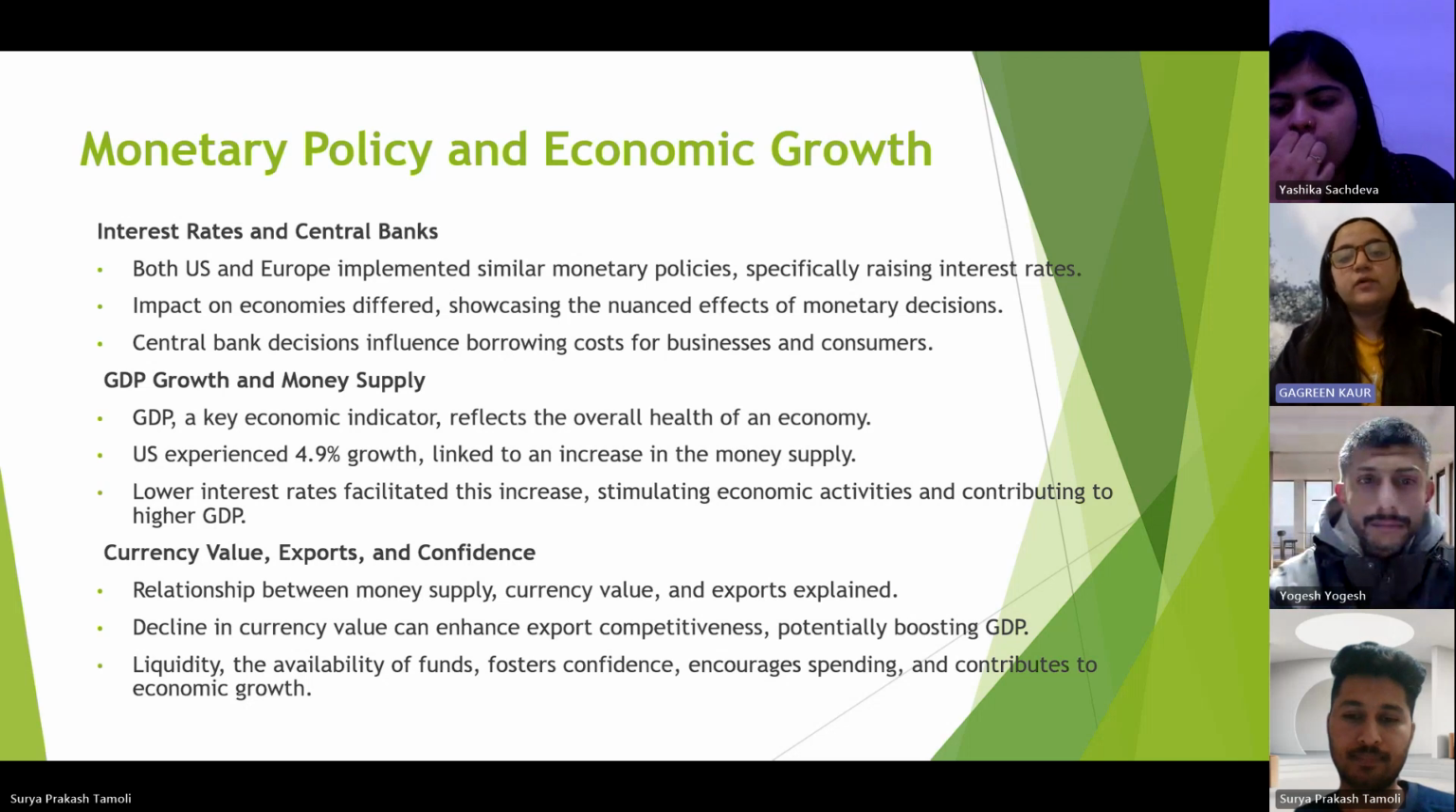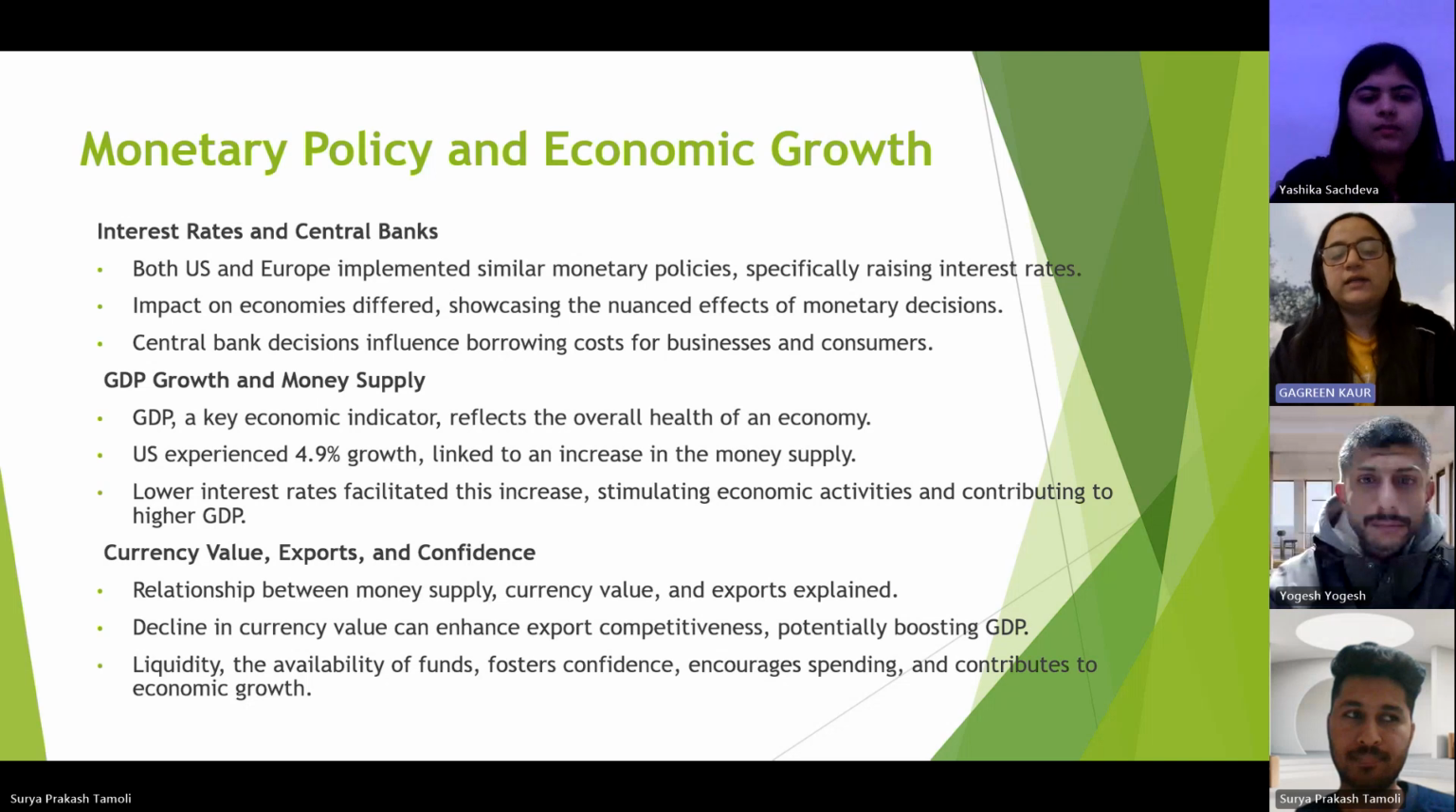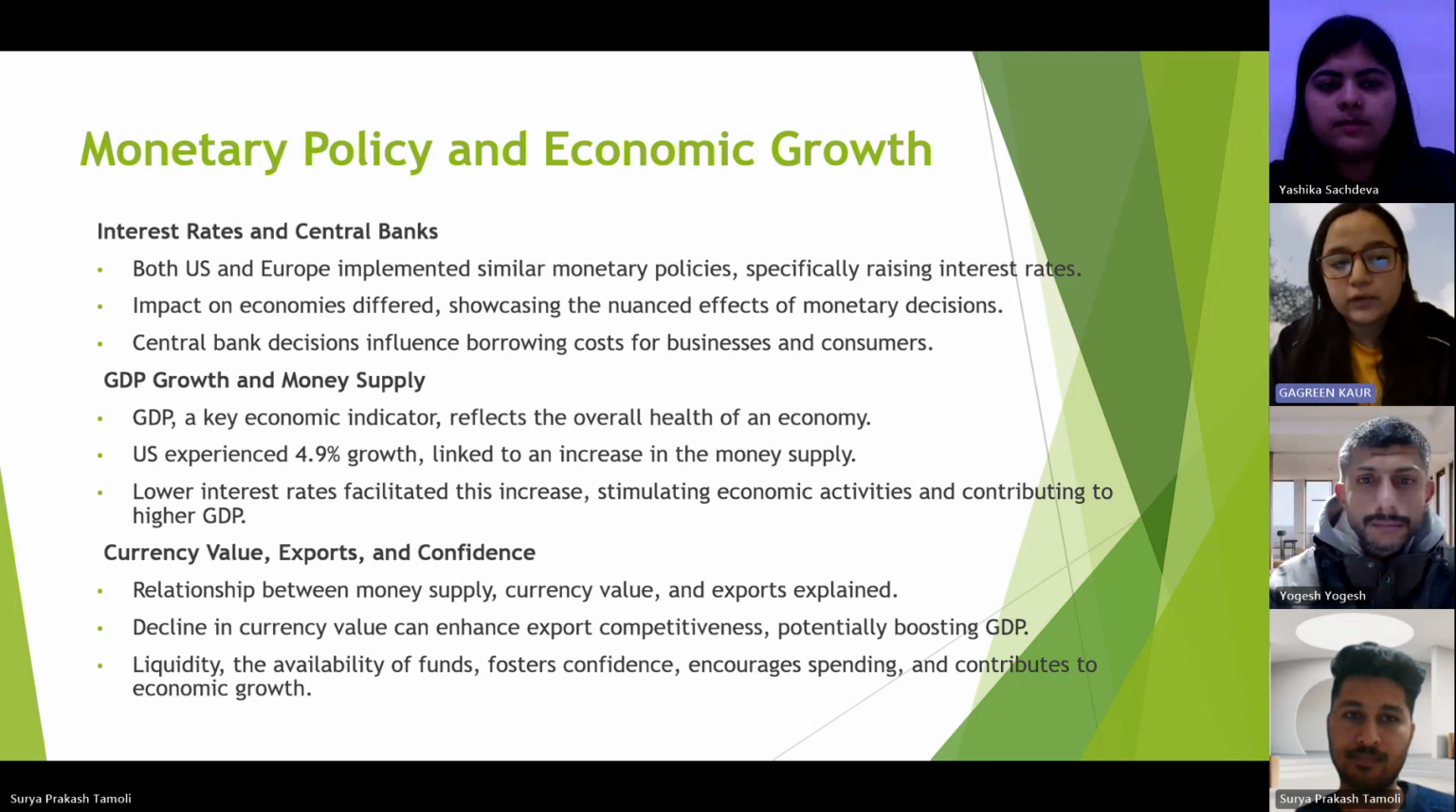Central bank decisions influence borrowing costs for businesses and consumers. GDP growth and money supply: in both countries, GDP as an economic indicator reflects the overall health of the economy. The US experienced 4.9% growth linked to an increase in the money supply. Low interest rates facilitated this increase, stimulating economic activities and contributing to higher GDP.